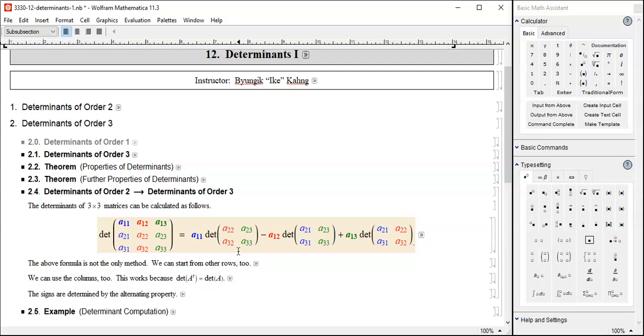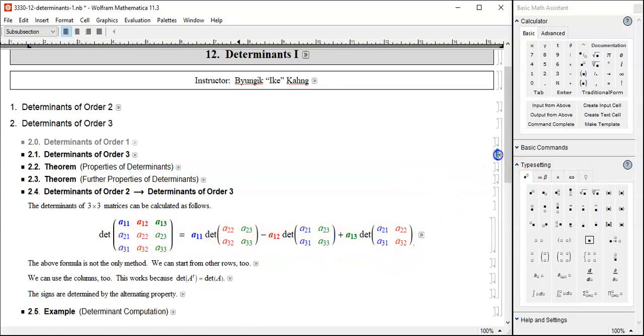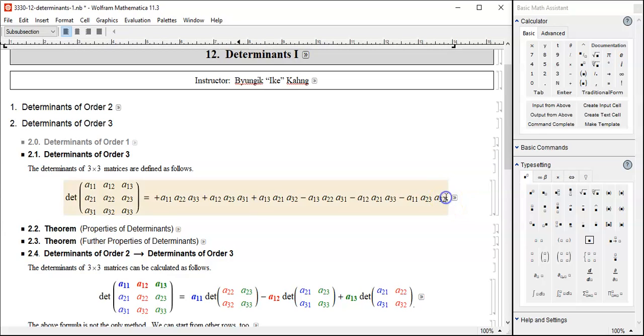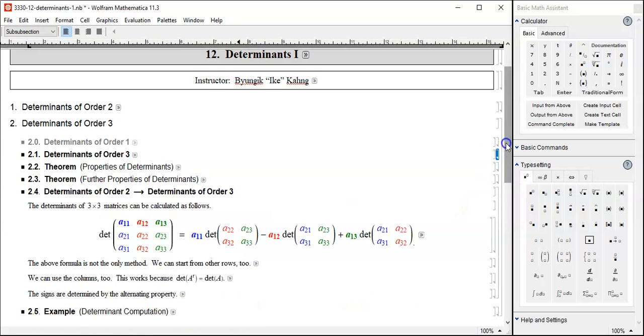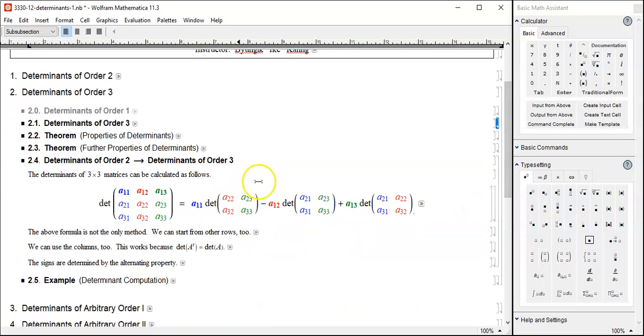And consequently, if you can calculate the determinant of order 2, then you can calculate the determinant of order 3 as well. Of course, is this more effective than this definition? The answer is generally no, but this is a big but. This idea is the fundamental idea that you're going to employ for determinants of arbitrary order.